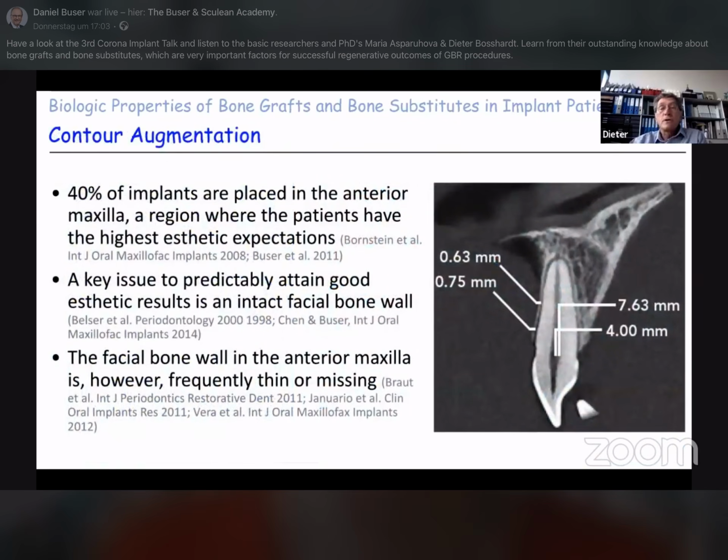Now, going back to the clinics and talking about contour augmentation, lateral augmentation around an implant. And I probably am not wrong when I assume that, Dani, you were the person who created the term, coined the term contour augmentation. Is that true?